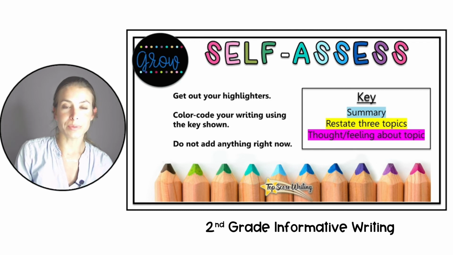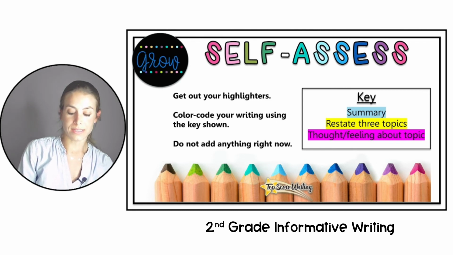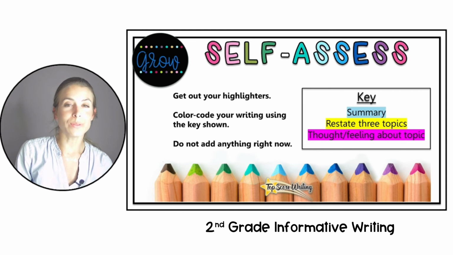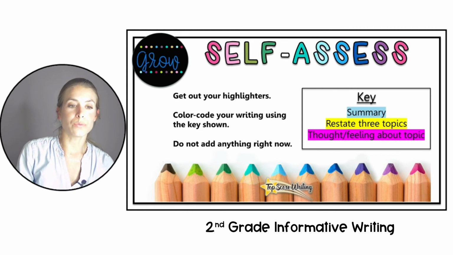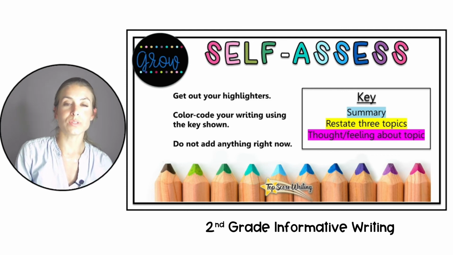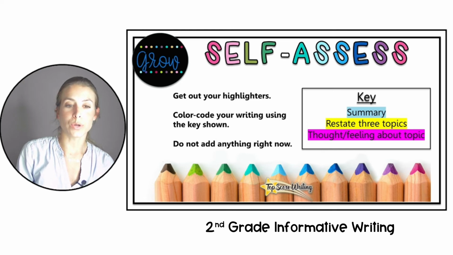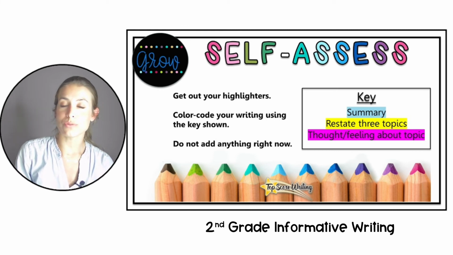Alrighty, you should have completed the student practice on sea lions and seals. So it should be in front of you. Let's self-assess our work. So get out your highlighters and we're going to color code your writing using the key shown. So with your summary sentence, please highlight it in blue. Then I want you to highlight in yellow, you're restating your 3 topics. And then in pink, I want you to highlight your thought feeling sentence. Do not add anything extra right now or fix anything. So just go ahead right now and take your highlighters and highlight those 3 components.